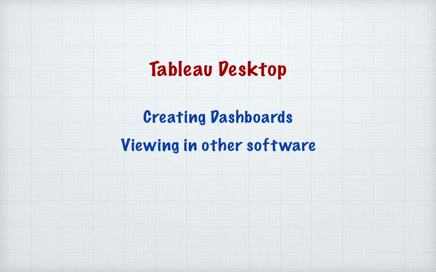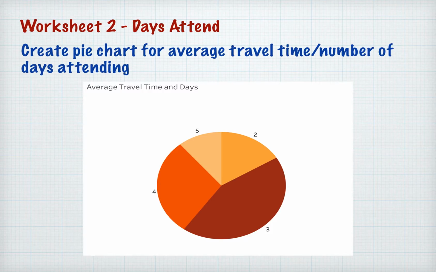So this is the second video, which is enabling us to create dashboards. The second worksheet that we're going to create is the pie chart. We're going to have a pie chart which is basically going to show the number of days that each student attended in the previous week, and the area of the pie chart is going to show their average travel time. So for example, you can see here we've got students who attended 2, 3, 4, 5 days a week, but students who attended 3 days a week, it took them the longest on average to travel to the university.